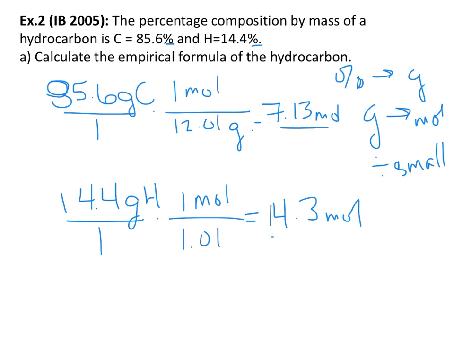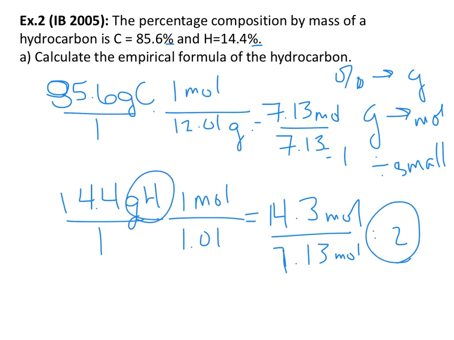So then we're going to divide by the smallest, which of the two is 7.13. So this is, of course, 1. And then 14 divided by 7 is 2. So that tells me I have 2 hydrogens for every 1 carbon. So the empirical formula is CH2.